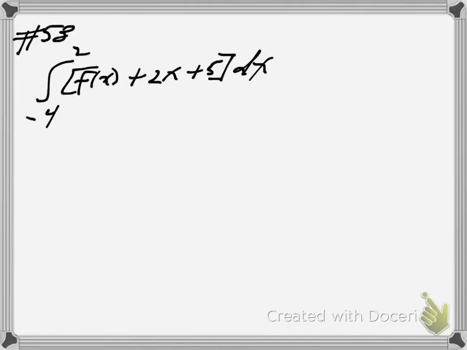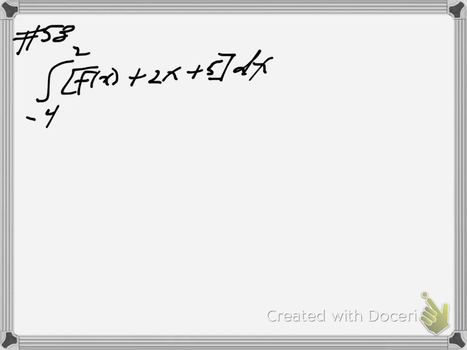Let's take a look at number 53. If you look at the graphic in number 53, you have this region that is bounded by the function f, and it's broken into three regions, A, B, and C. All of those are equal. Each of those areas, A, B, and C, equals 3.